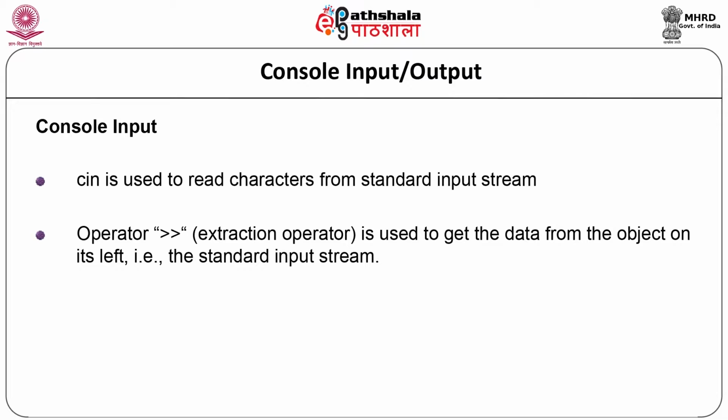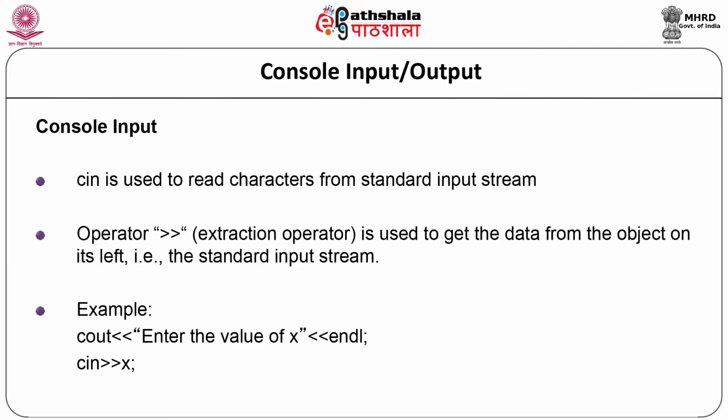This operator is a bitwise right shift operator, but it has been overloaded to make it work as an extraction operator. Example, cin >> x. The above statement will wait for the user input. When the user enters the input, the value will be stored inside the variable x. Here the input will be taken from the keyboard.